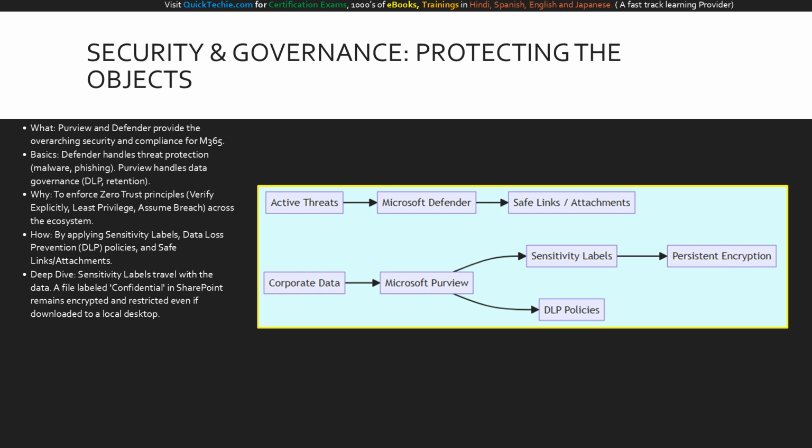The critical takeaway is the final node. Sensitivity labels result in persistent encryption. The security is embedded into the file object itself, rather than just the network perimeter, perfectly illustrating modern zero-trust architecture.